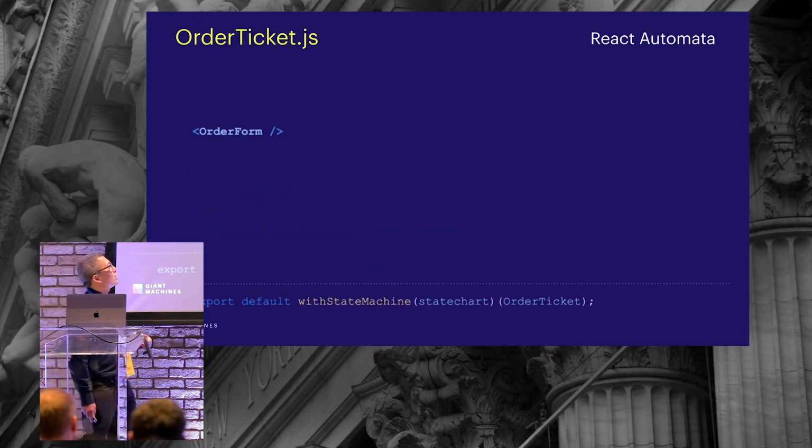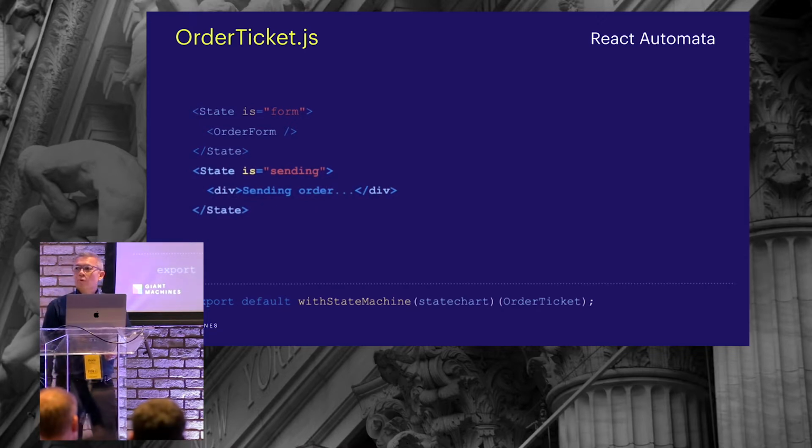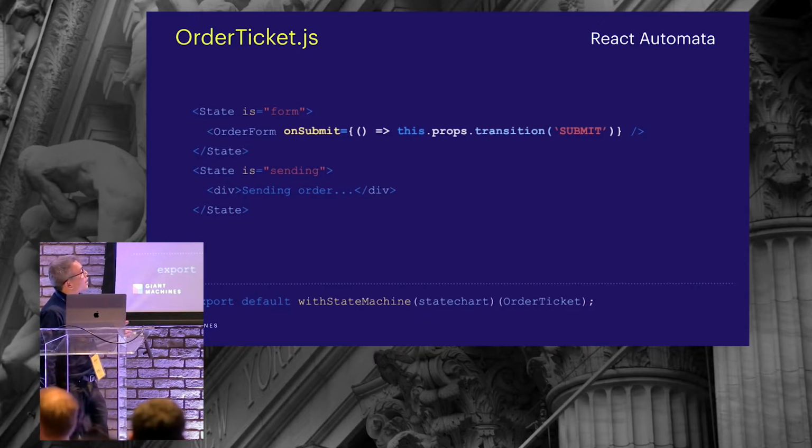Now let's work on the content to be rendered by the order ticket, in particular the order form. So we can wrap this order form in a new State component, which is provided by React Automata. We can also add multiple State components, similar to how we might add multiple route components when using libraries like React Router. Now, for us to be able to transition to other states, we can add a click handler here to the order form component that allows us to call a transition function, passing in the ID of a specific transition.